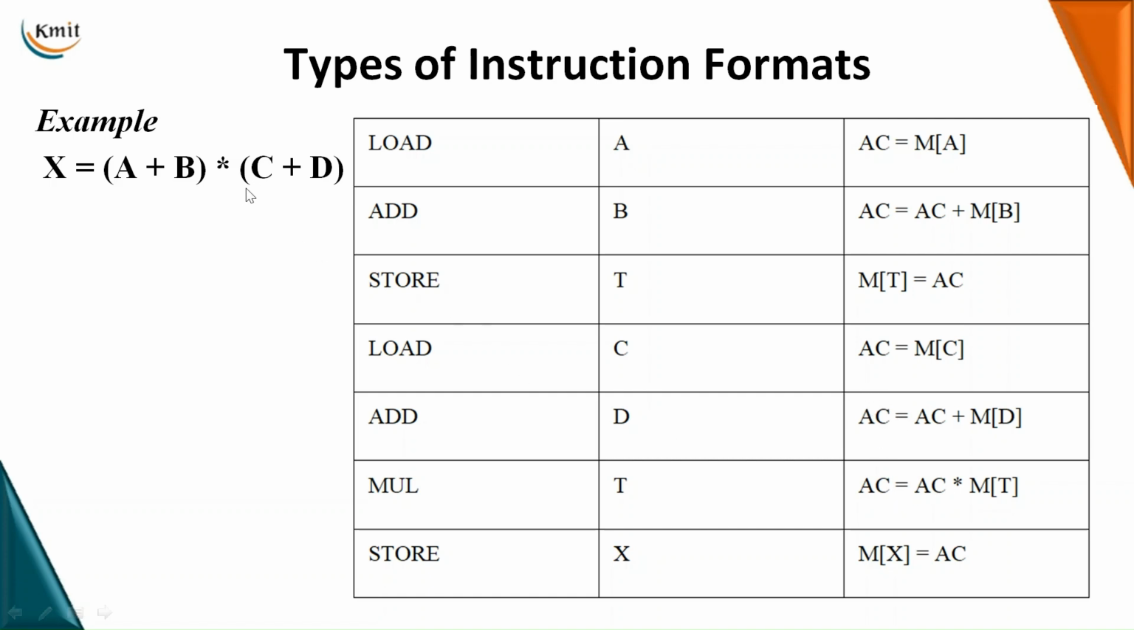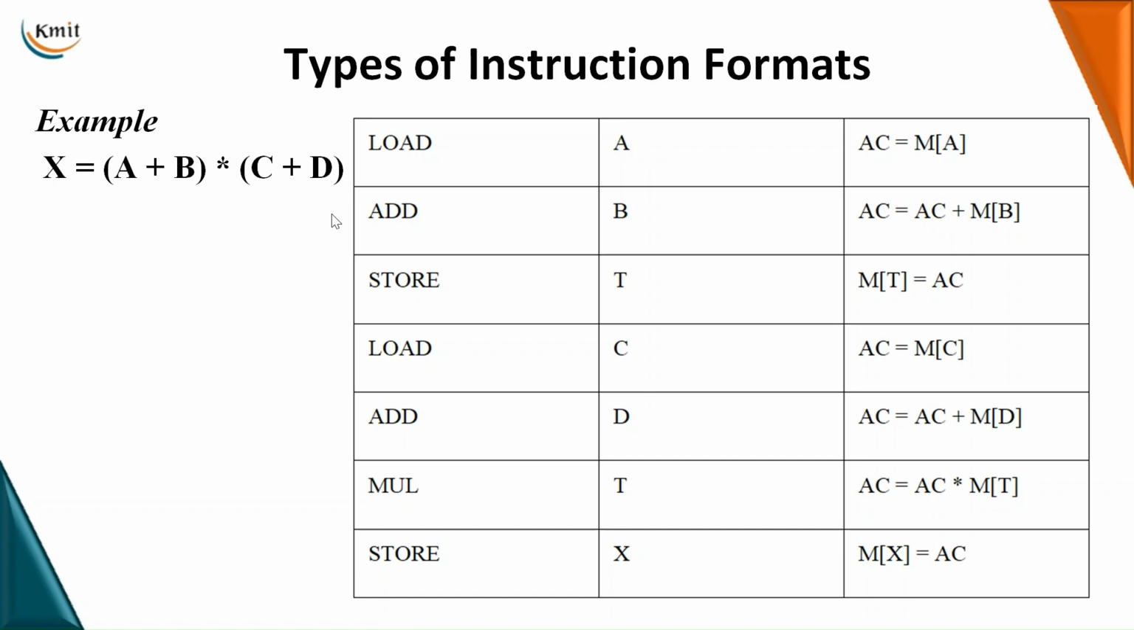Now the accumulator contains the result of C plus D, whereas the temporary location M of T contains the value of A plus B. Now we perform a multiplication on the contents of the accumulator and the temporary memory location containing A plus B. The result, AC times M of T, is again stored in the accumulator. From the accumulator, it is stored into the permanent memory location X, M of X. So M of X now contains the value of this expression. This is called a one address instruction.